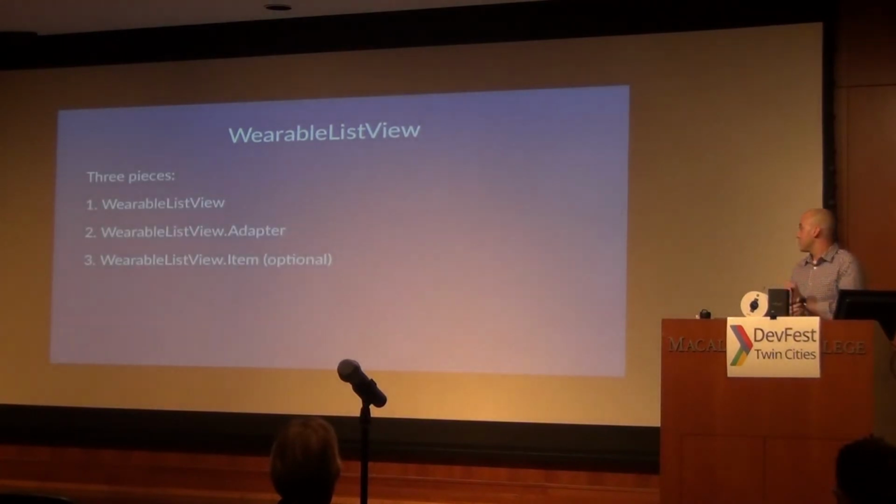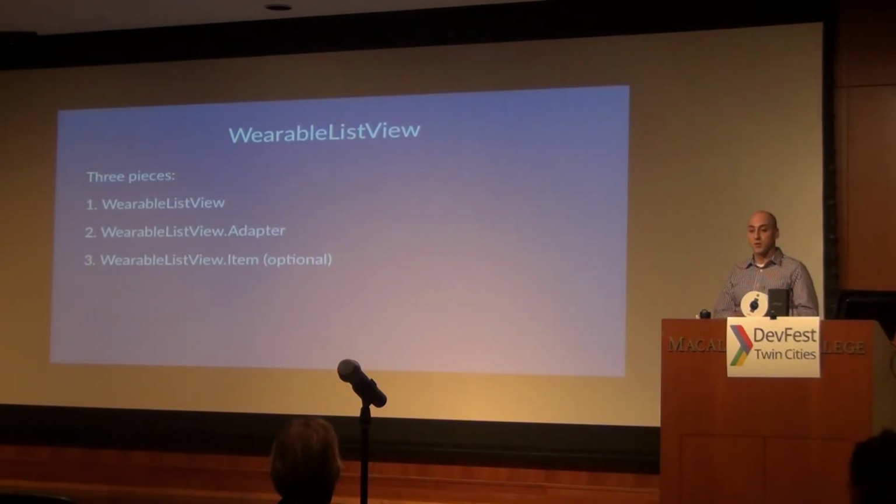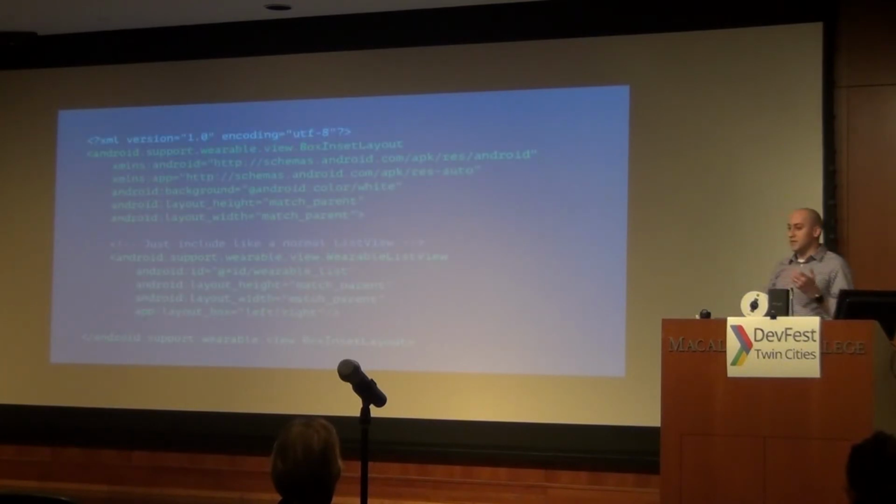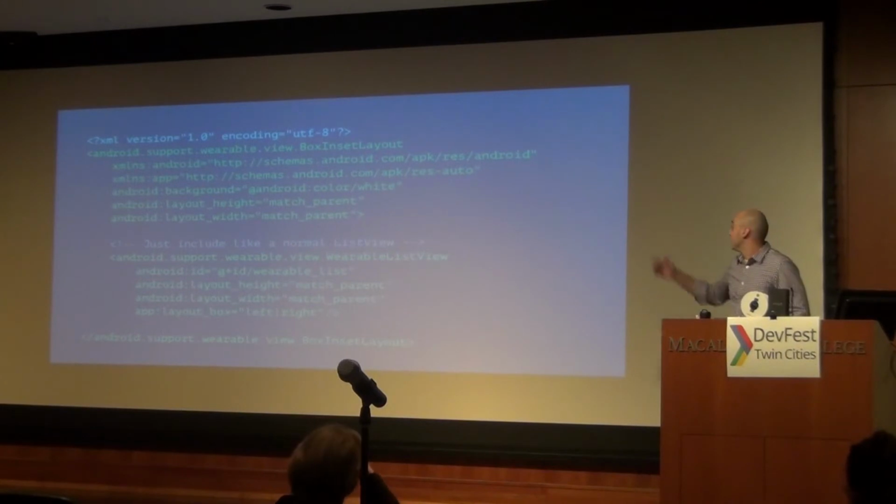All right, so to implement this, there's three pieces. You have your wearable list view, which you'll put in the layout. You'll have your adapter, which you implement to add the data and populate your views. And then if you want, you can implement this wearable list view item interface. So in terms of the layout, just add it the way you would normally add any list view or recycler view.